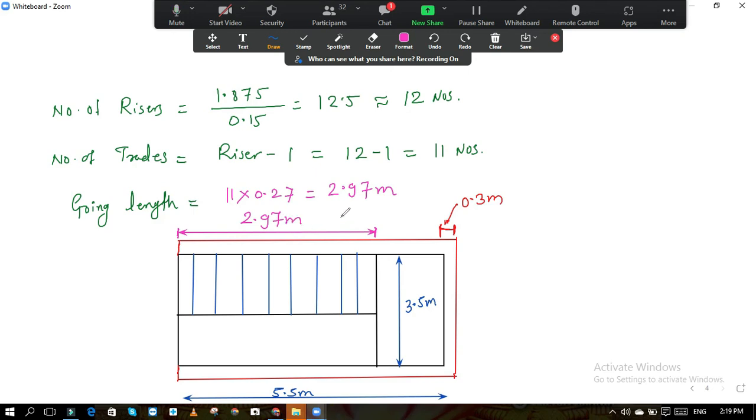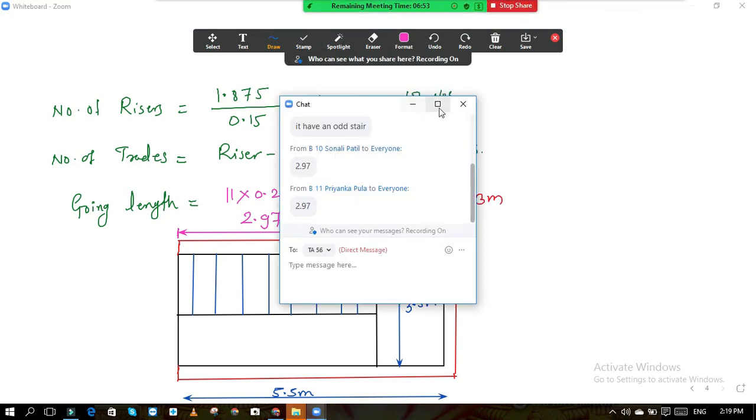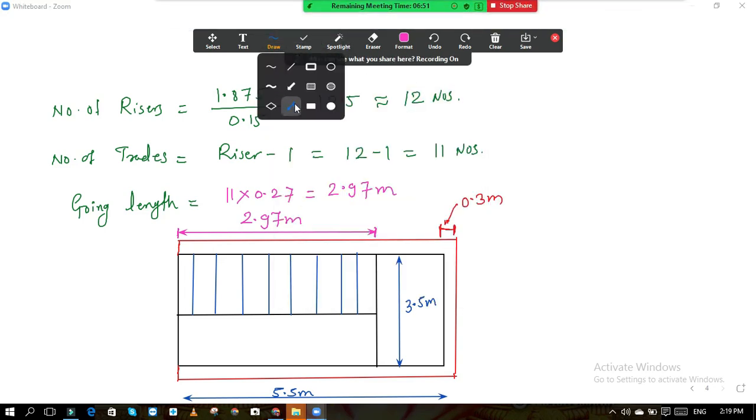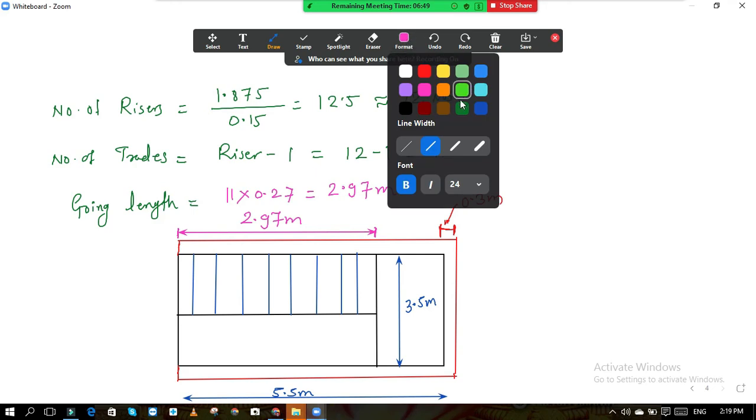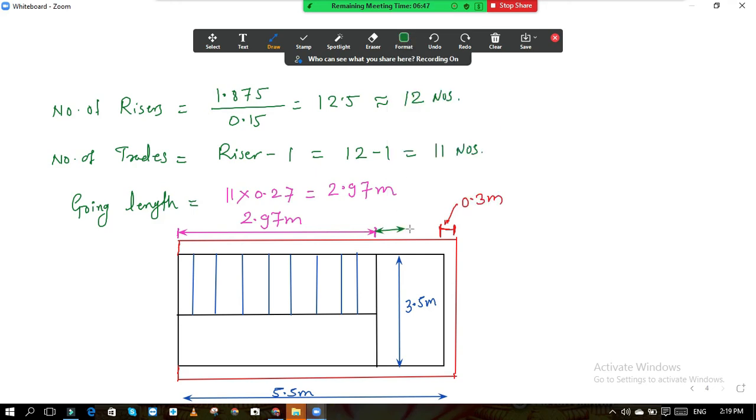Okay, now how much is the remaining? Let us calculate the remaining thing. This distance, from this point to this point, what must it be? Calculate this.